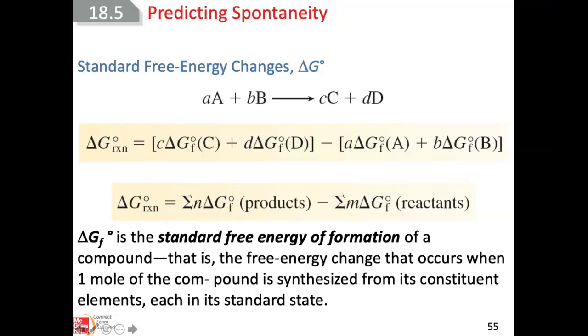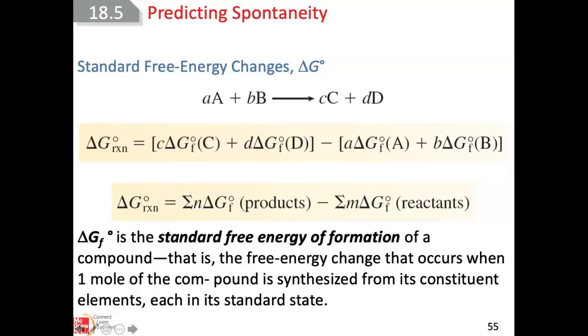It's the sum of the standard free energy of formation of the products. Of course, we have to use their coefficients here because the standard free energy of formation is for only 1 mole. But if you have a coefficient other than 1, you have to multiply by that. So it's the sum of the standard free energy of formation of products minus the sum of the standard free energy of formation of reactants, that's what you have.